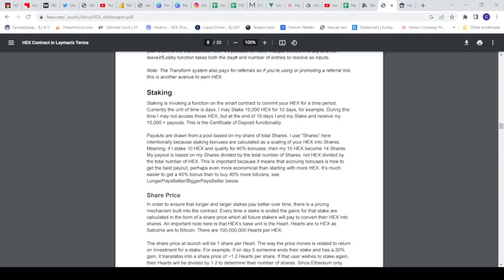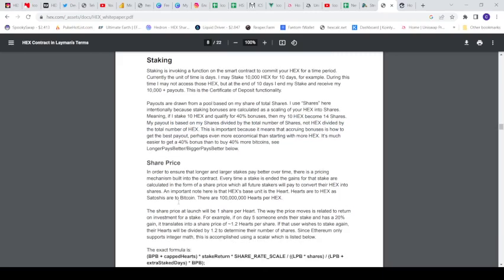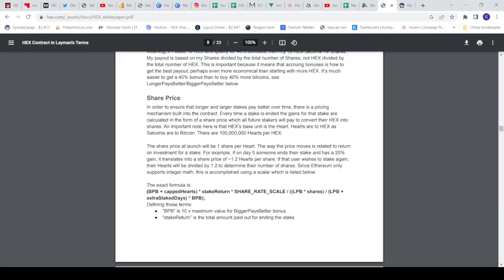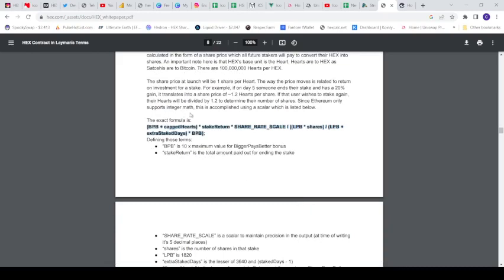So payouts are drawn from a pool based on your share of total T shares. So the payout is based on my shares divided by the total number of shares, not Hex divided by the total number of Hex. So what's important? This is the formula that is calculated by the smart contract when you actually end stake your Hex, right?